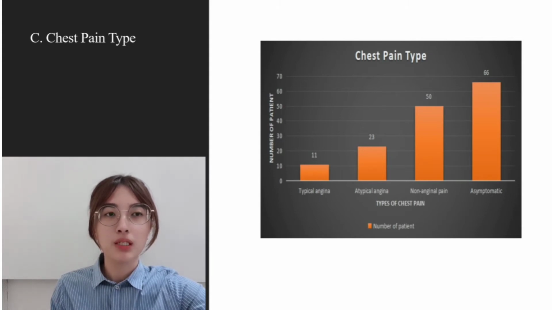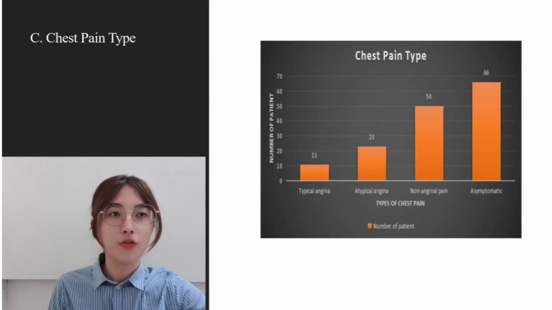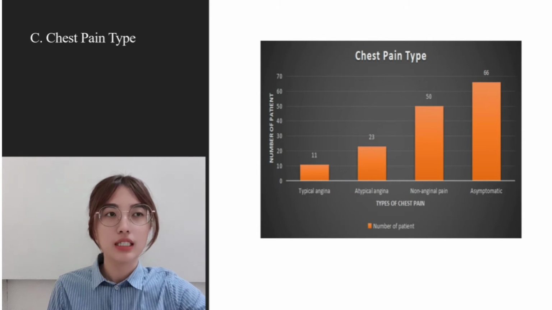Between the number of people with atypical angina pectoris and the number of people with typical angina pectoris, the number of people with atypical angina pectoris is about 12 higher than that with typical angina pectoris.